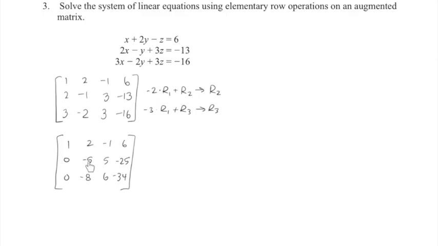Now I want to get a 1 right here. So if I multiply row 2 by negative 1/5, that's going to make a new row 2. So I'm going to write that over here to save some space. So that's going to be 0 times negative 1/5 is 0. Negative 1/5 times negative 5 is positive 1. Negative 1 times negative 1/5 is positive 1/5... 5 times negative 1/5 is negative 1. And negative 25 multiplied by negative 1/5 is positive 5.